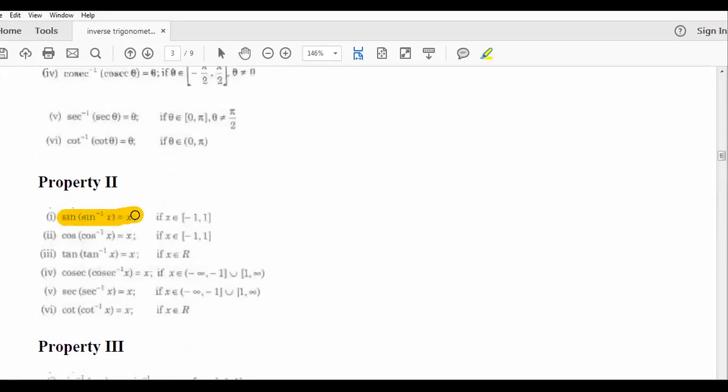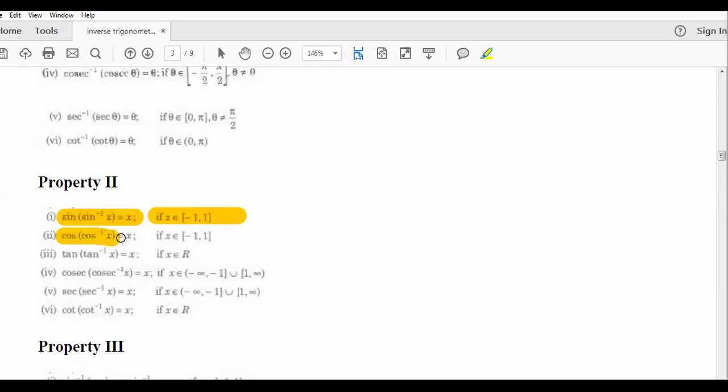This is the sine of sine inverse x. Again we take the reverse process. First we take the inverse function, then take the trigonometric function. Again they cancel out each other. That remains here the x. This is the value of sine. The value of sine lies between, what is the minimum value of sine? -1. And what is the maximum? The maximum value of sine is 1. So this is the value of sine.